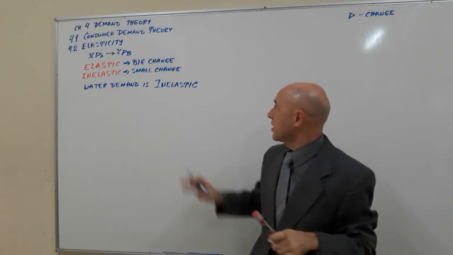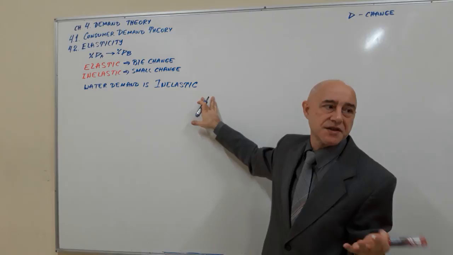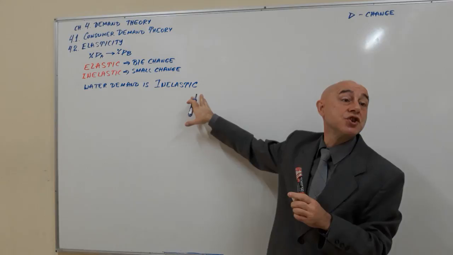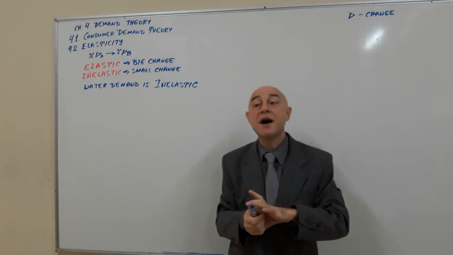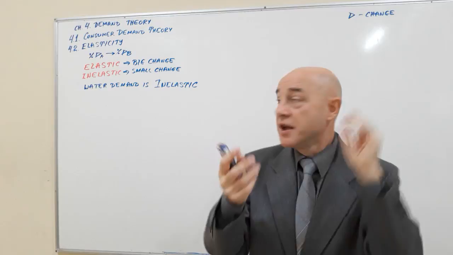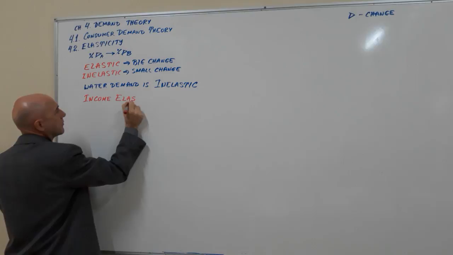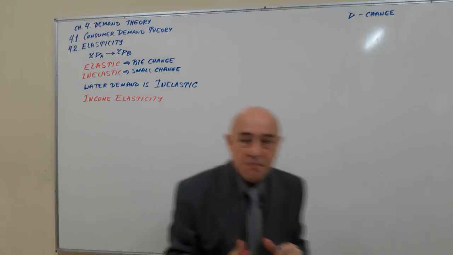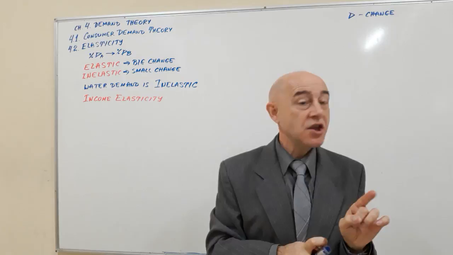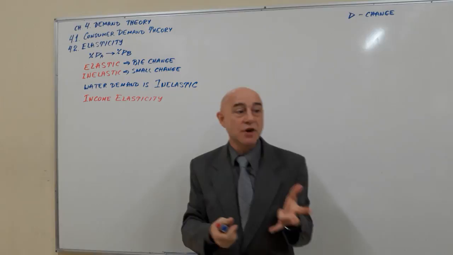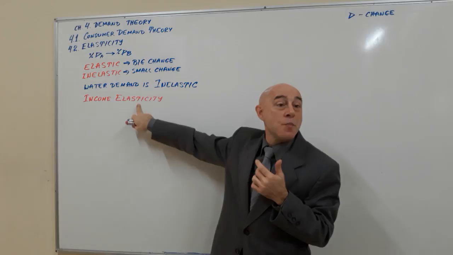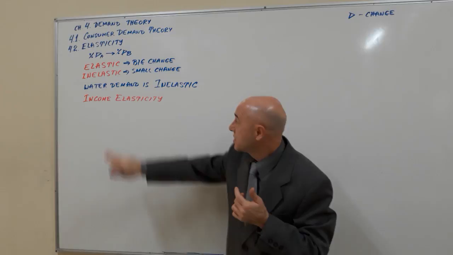If your income goes up a lot, you're still gonna be buying the same. You're not gonna change much. If your income goes down, you're still not gonna change much. Now, this particular case about the water, where your income goes up and you're gonna buy more, is called income elasticity. Income elasticity measures how much demand changes with changes in income. In other words, if income goes up by 1%, how much does demand change? Okay, so this is called income elasticity.